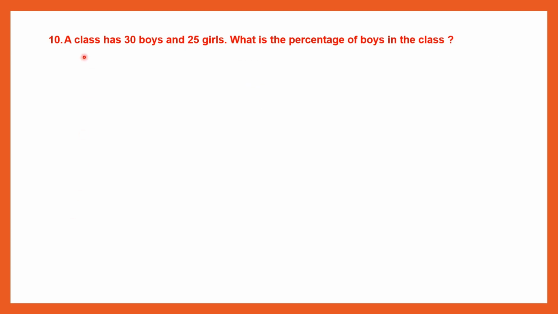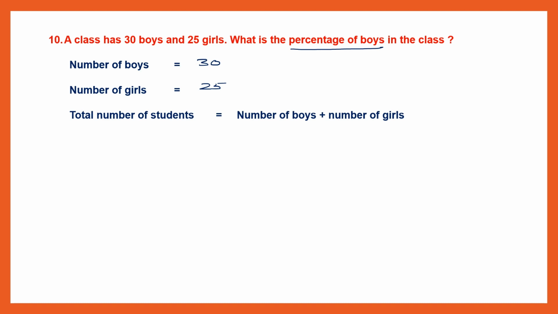Question 10. A class has 30 boys and 25 girls. What is the percentage of boys in the class? So let's write what's given. We've been given the number of boys, and that is 30. And then we're also given the number of girls, that is 25. Now we are asked the percentage of boys. So first we need to find the total number of students in the class. So total number of students will be number of boys, that's 30, plus the number of girls, that's 25. So 30 plus 25 is 55. This is the total number of students.